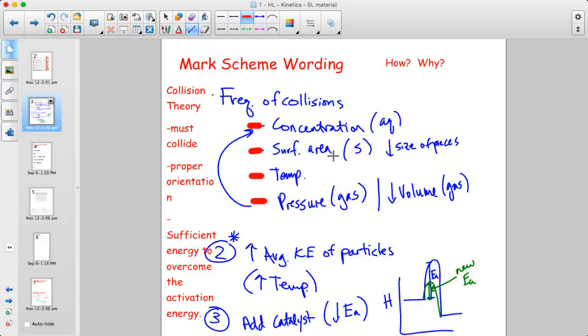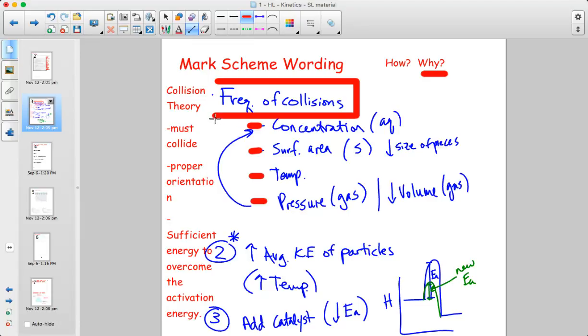When you explain why these things affect rate of reaction, you've got to use the right wording. So the wording for all of those things, why did these things affect the rate of a chemical reaction? It's because they increase the frequency of the collisions between the particles.